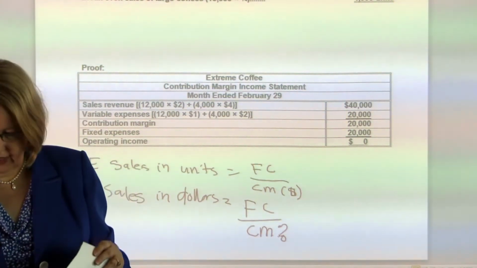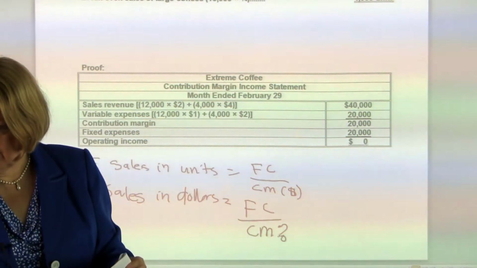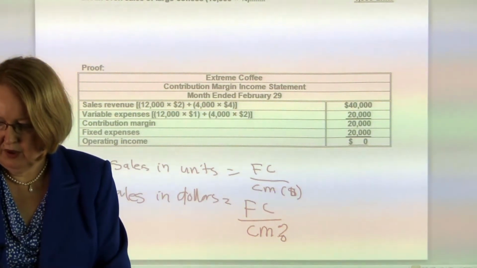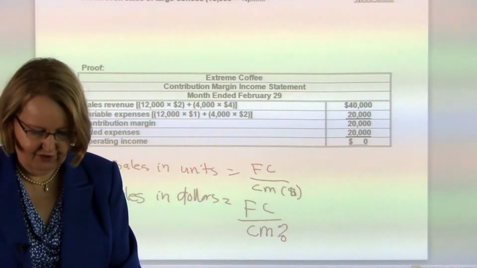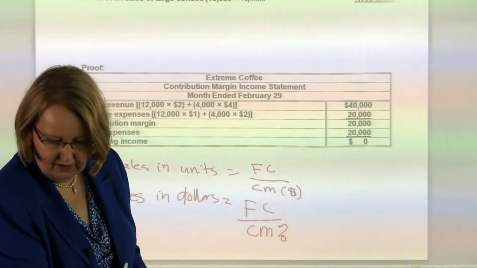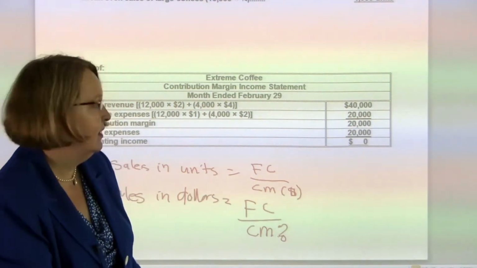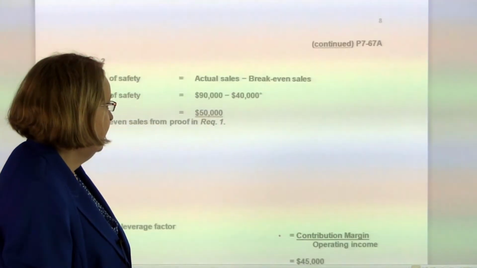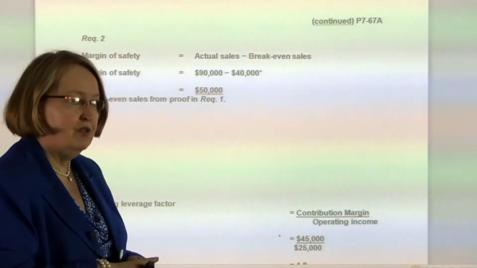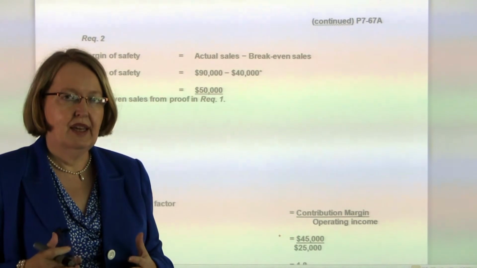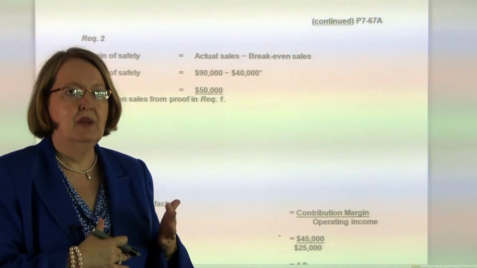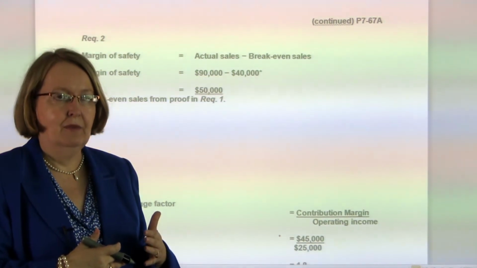So the next thing that we're asked to do for this problem is compute the margin of safety. And they want the margin of safety in dollars. So when we're looking at margin of safety, that is our actual sales less break even. So how much are we selling above the minimum we need to break even?